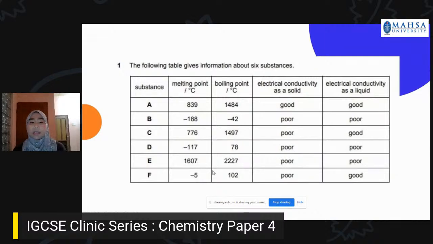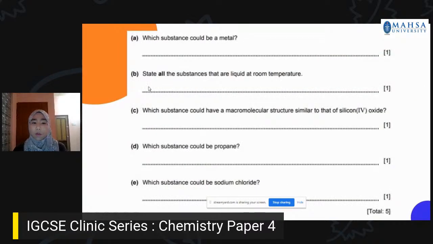What happened for this particular question? For question number B, if you give me only one answer, which is D, your answer will be wrong. Why? Because it is stated that you need to state all the substances. So you need to have both answers, which are D and F. I hope no problem for B. Okay, we go for the next one.